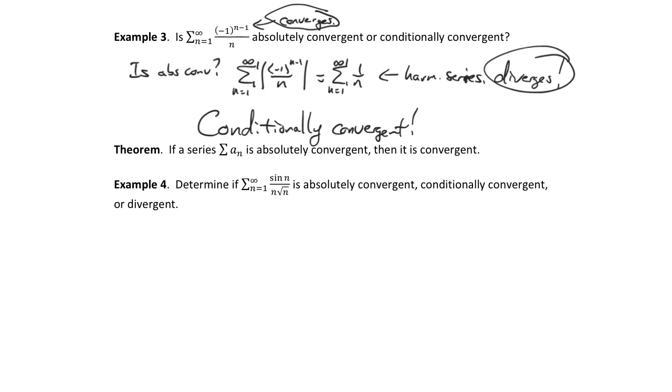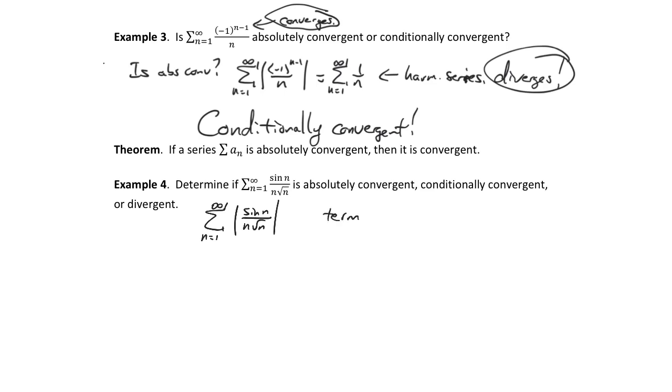We want to know if this series, where we have the sine of n, that is weird, divided by n radical n, is it absolutely convergent, conditionally convergent, or divergent? All right. Well, I don't know. Let's check it out. I'm going to see what happens if I take the absolute values. So let's look at this. Sum n equals 1 to infinity, absolute value of the sine of n over n radical n. Okay, let's just look at the terms.